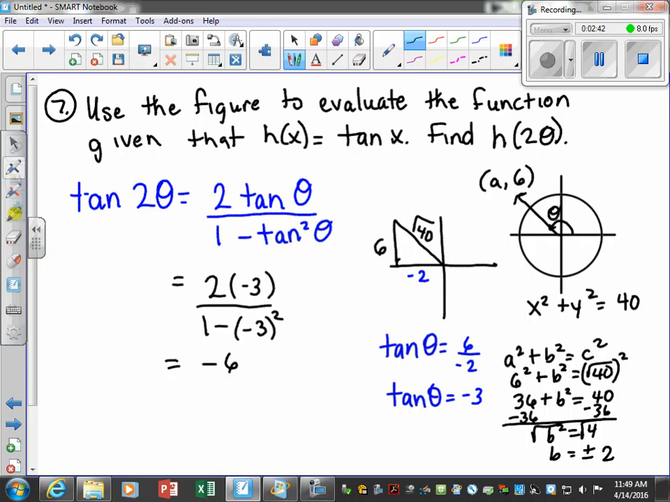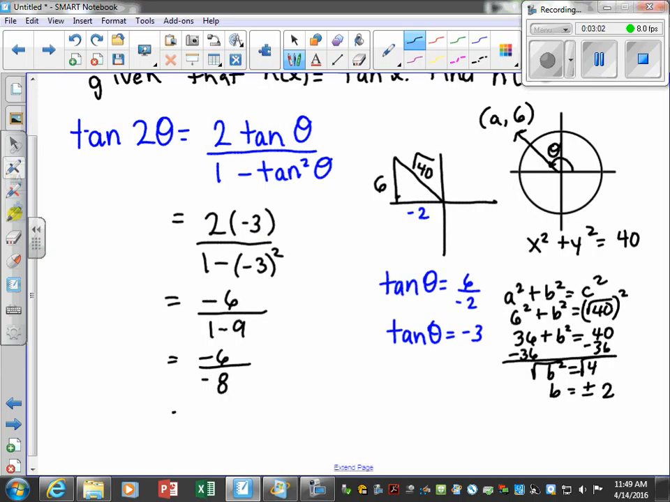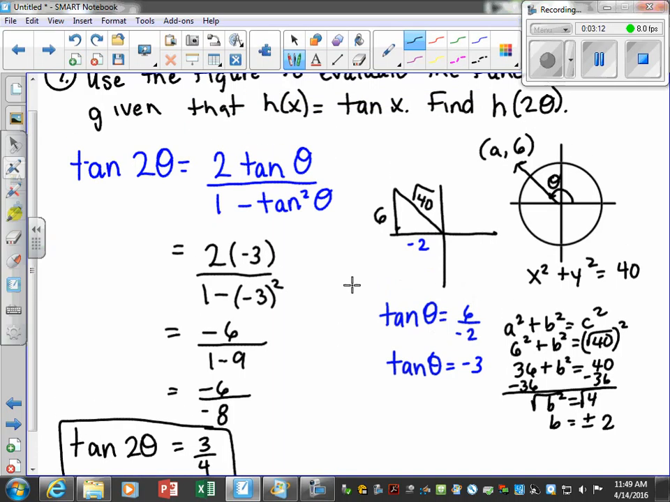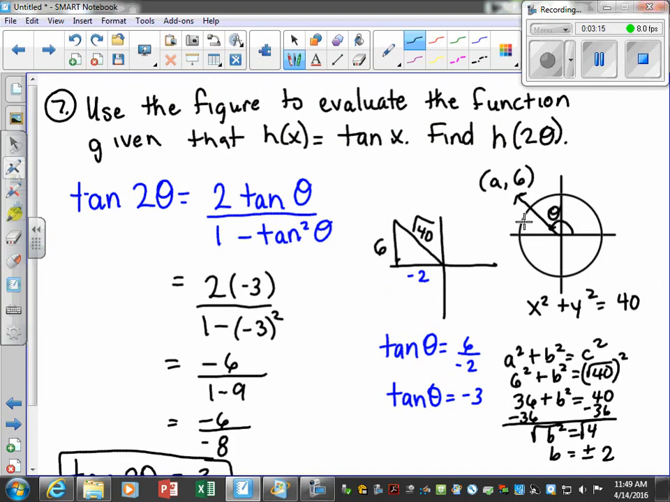Negative 6 in the numerator. Let's calculate down here. What's a negative 3 squared? Positive 9. So what's 1 minus 9? I'm actually just going to write it so I'll have the paper trail for you. So the negative 6 over a negative 8 is going to simplify to 3/4. So I'm going to say tan of 2 theta is equal to 3/4. So also be able to calculate background information given a figure. That's something else you'll be working on.